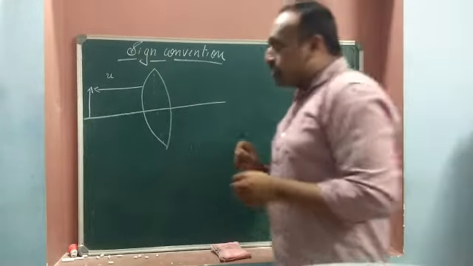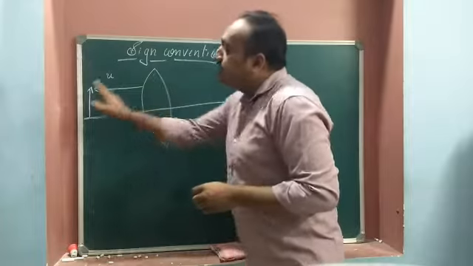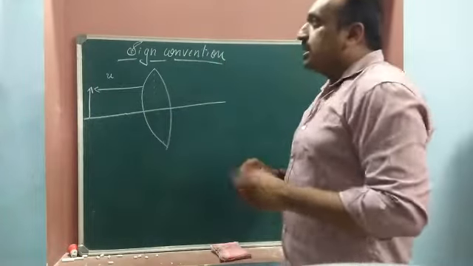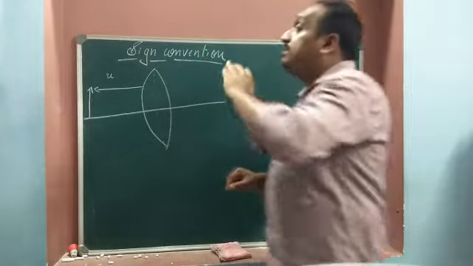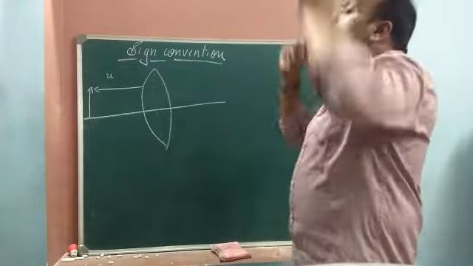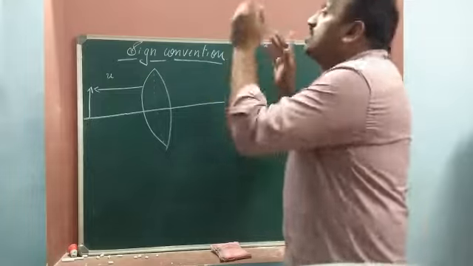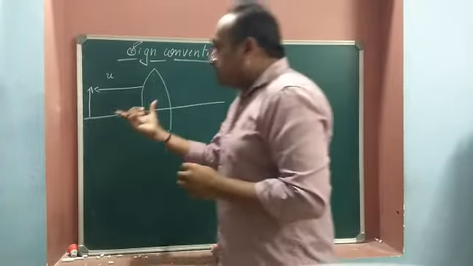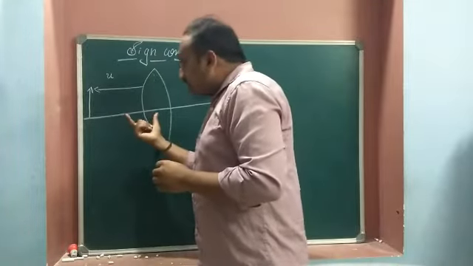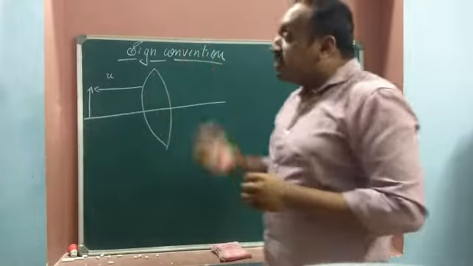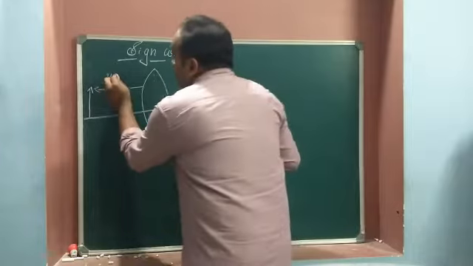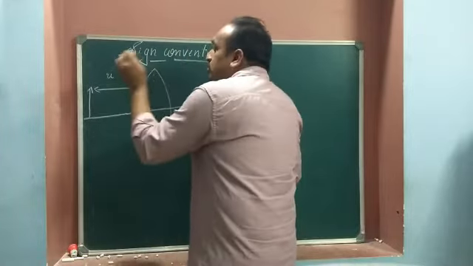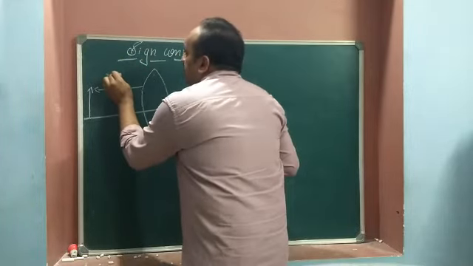And observe this one. This is left side to the lens. And if you remember the number line, the things which are going to come left side of the 0 will be considered as negative. Here also the distance left side to the lens will be considered as negative. So the value of U is always negative.